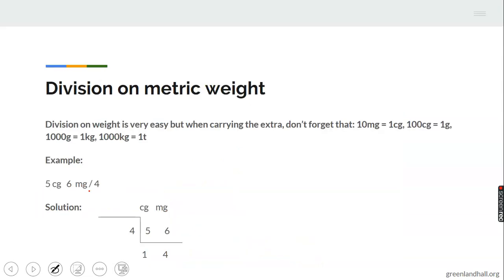Okay, let's consider this question on division of weight. Now, we know that 10 milligram is 1 centigram, and 100 centigram is 1 gram, and 1000 gram is 1 kilogram, 1000 kilogram is 1 ton.